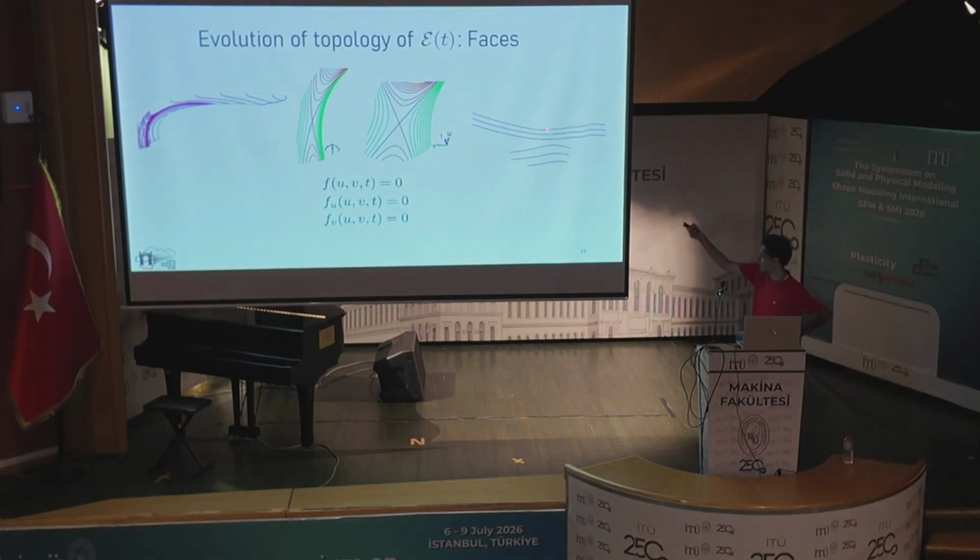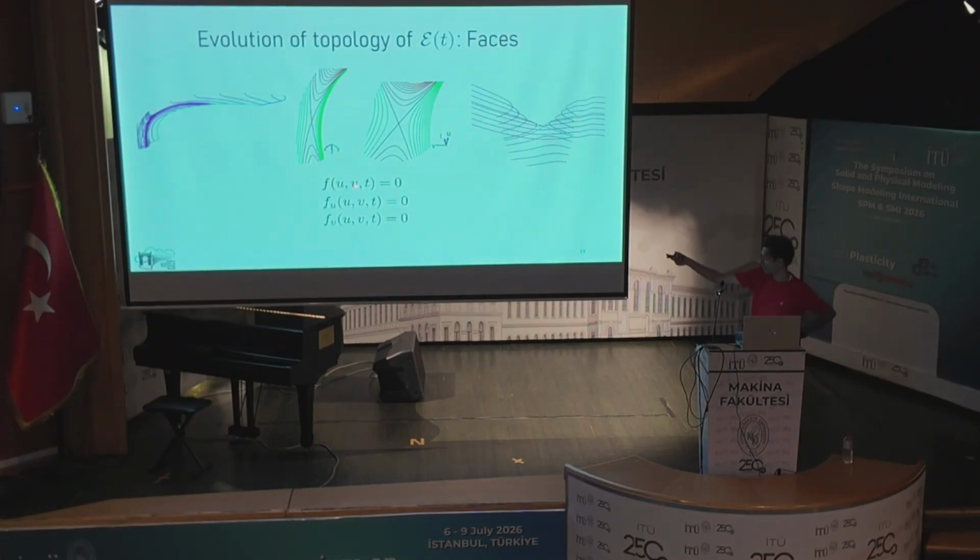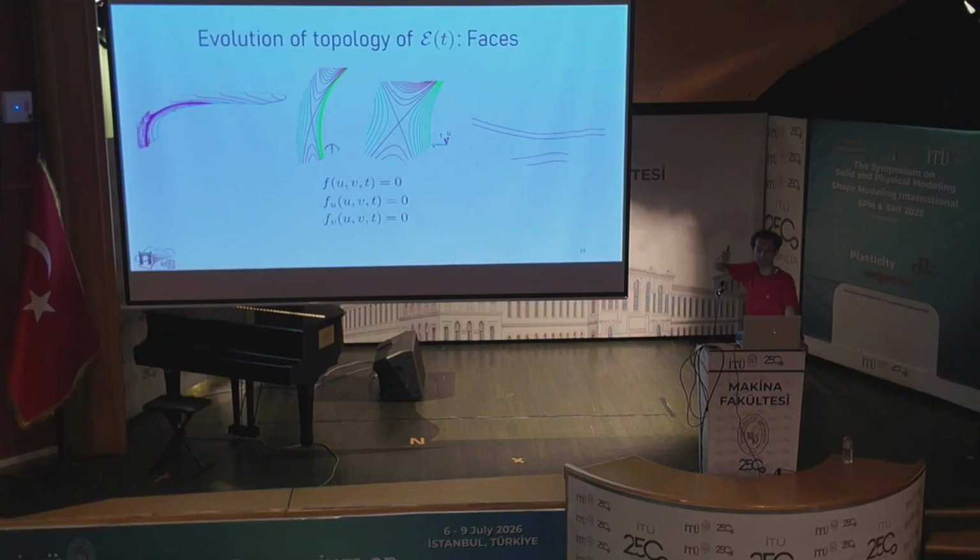We call such points critical T points, and they are obtained by solving this set of equations: f equal to 0, fu equal to 0, and fv equal to 0. The first equation says that this point belongs to the envelope. The last two equations say that the grad f, which is a normal to this surface in the UVT space, is parallel to the t direction. And that's why this is happening.